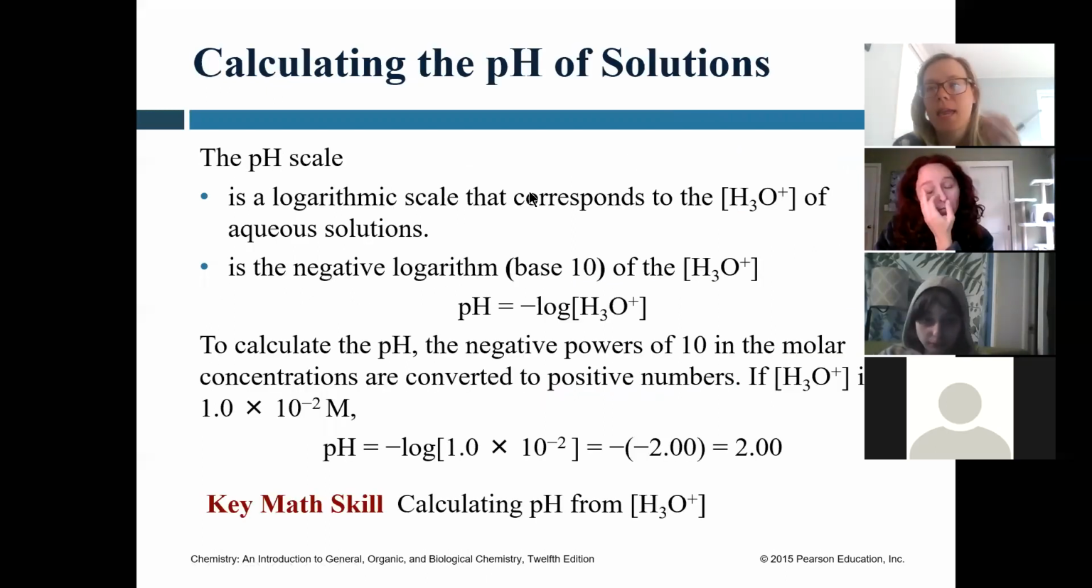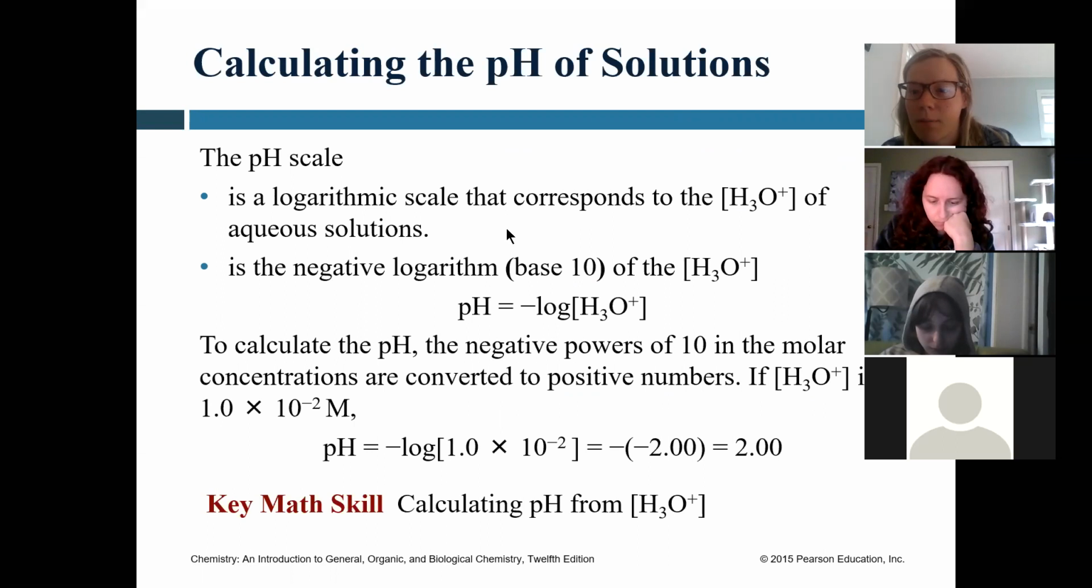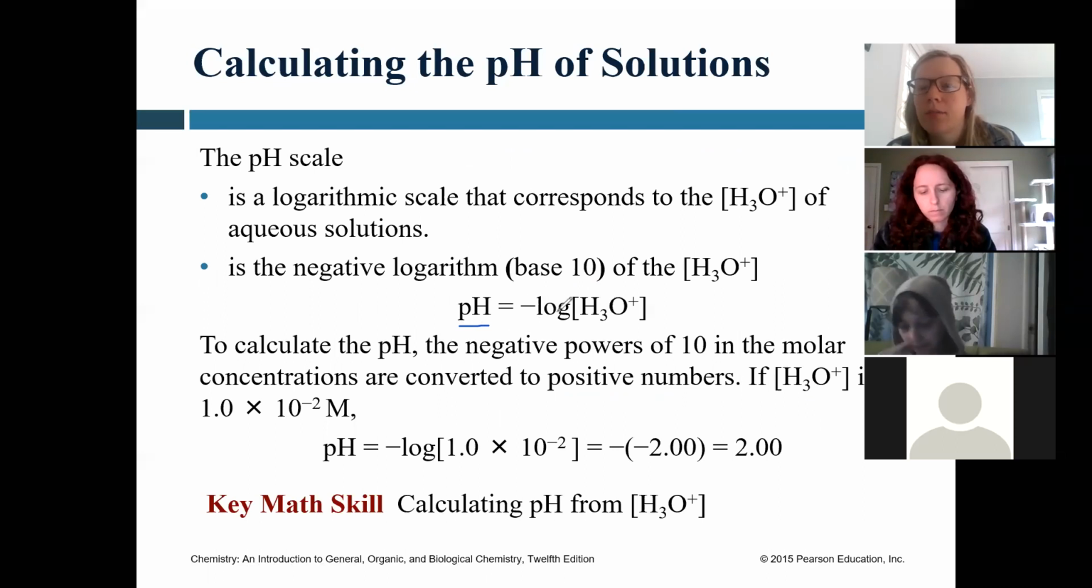So how does the pH scale relate to some of these other numbers that we've been looking at? It's not just some arbitrary number. It actually is talking about the specific concentration of your acid in solution. It's a logarithmic scale. So here is your equation. It says that the pH is going to equal the negative log of whatever your H3O+ concentration is, or your acidic concentration.